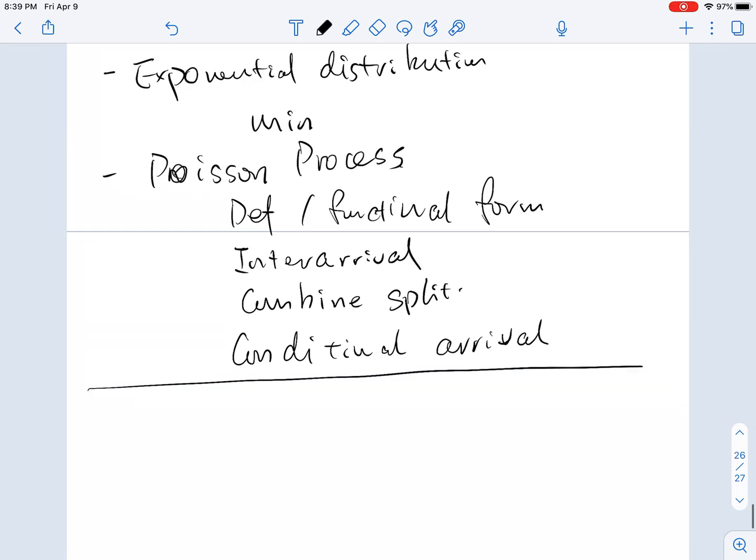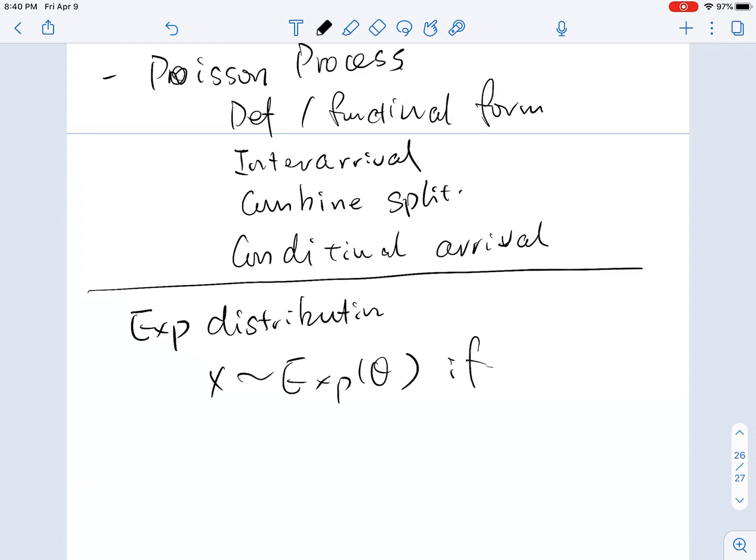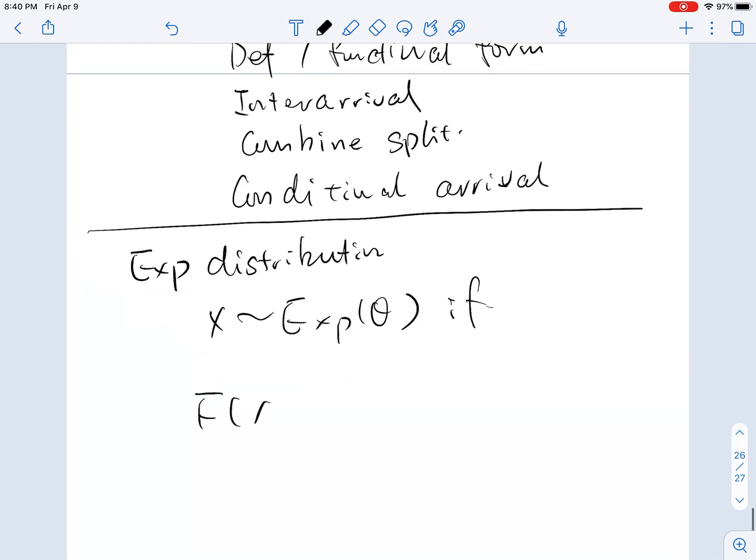So let's start with the exponential distribution. Recall that we have the PDF form of the exponential distribution. So x belongs to exponential with parameter theta. Our CDF, the cumulative distribution function, has this form: 1 minus e to the negative theta x if x is greater than 0, and 0 otherwise.